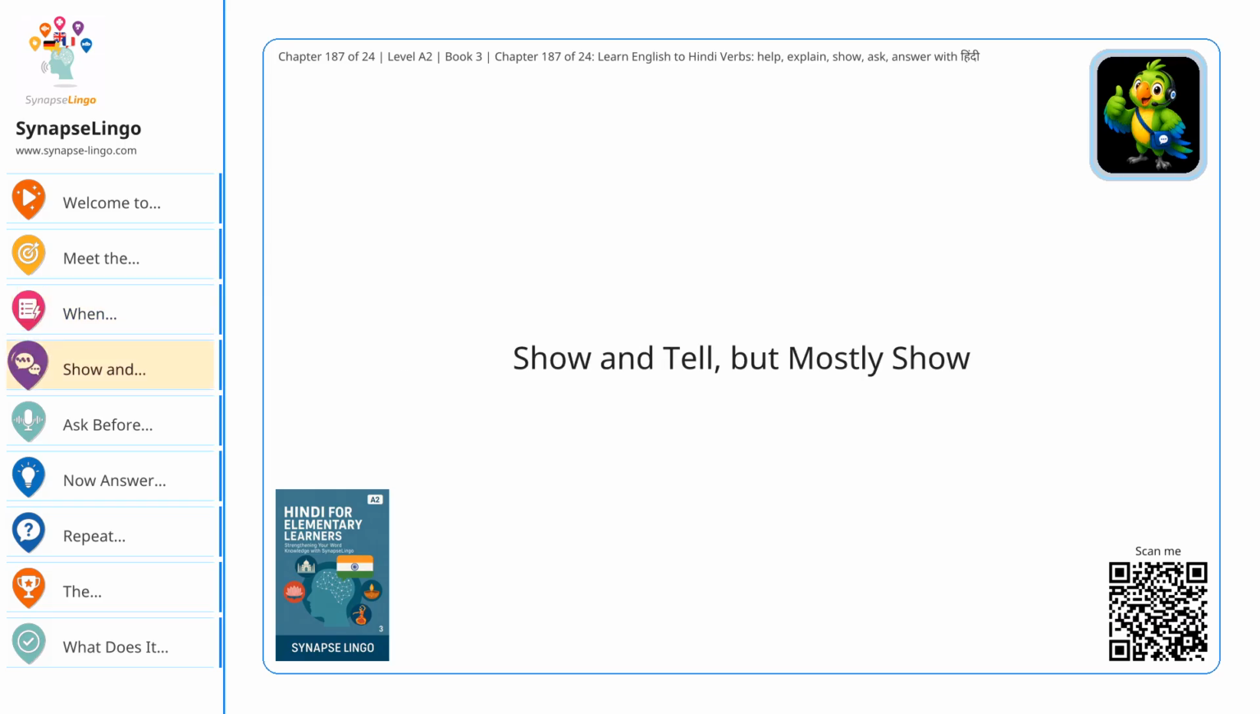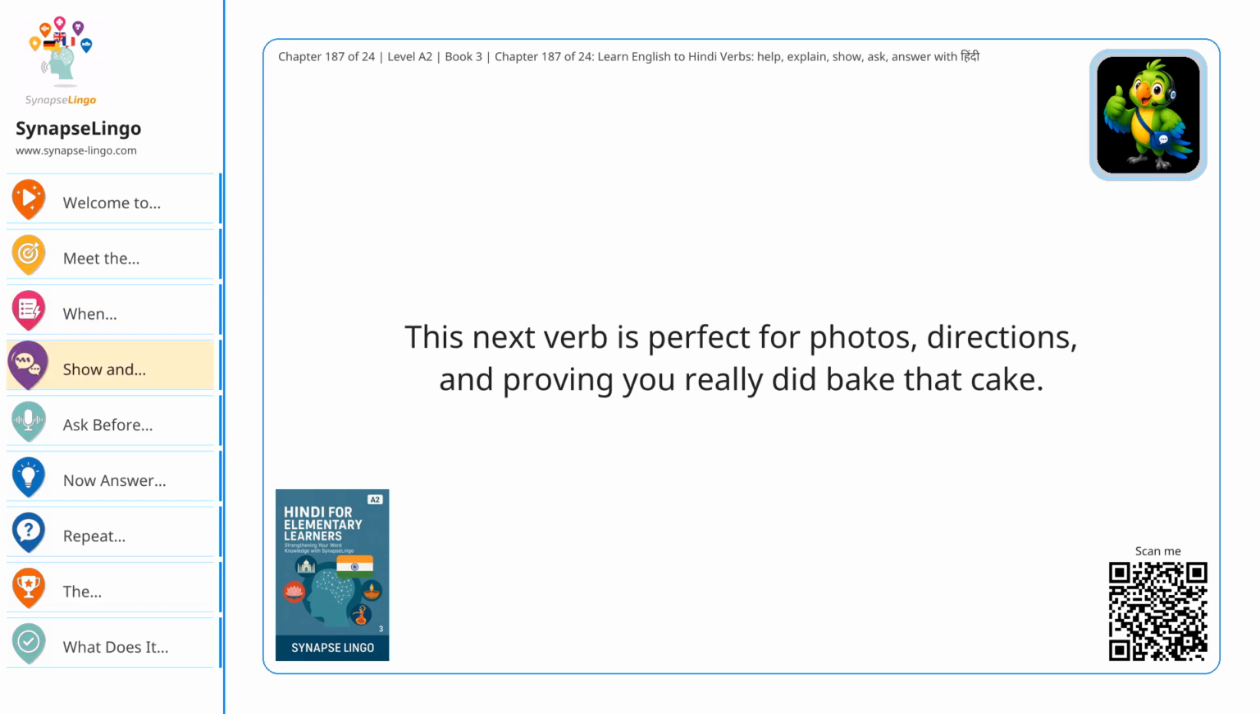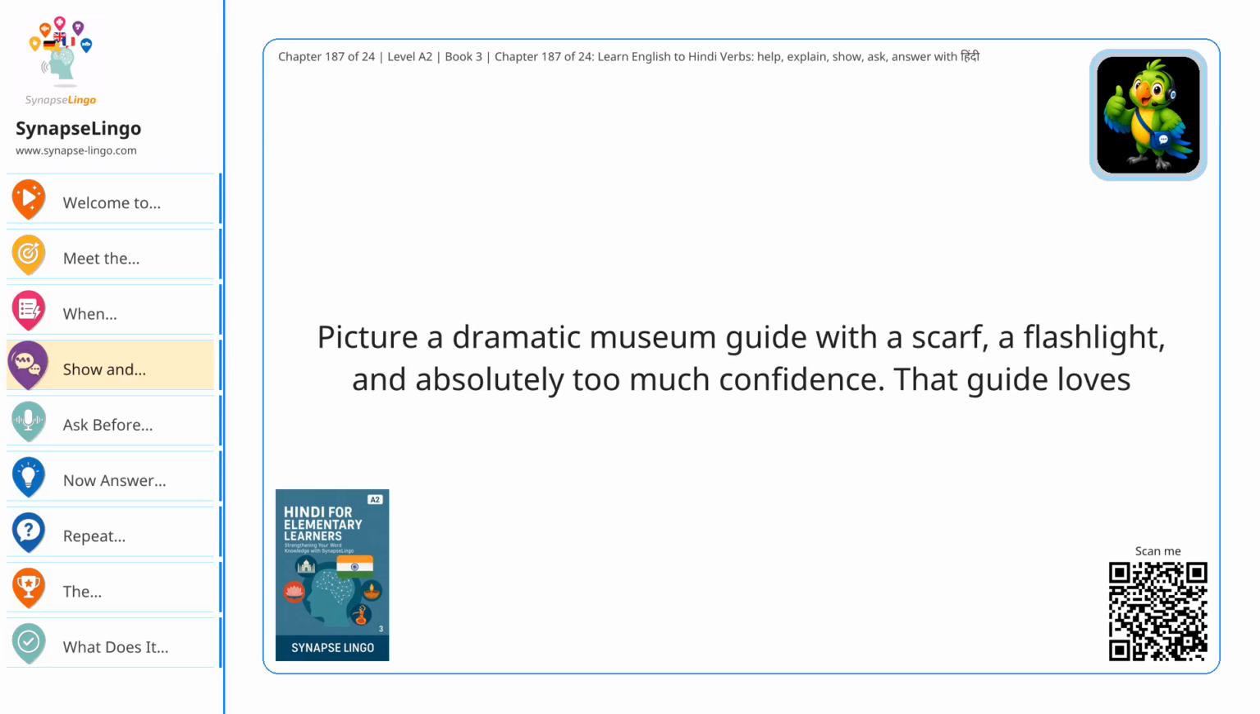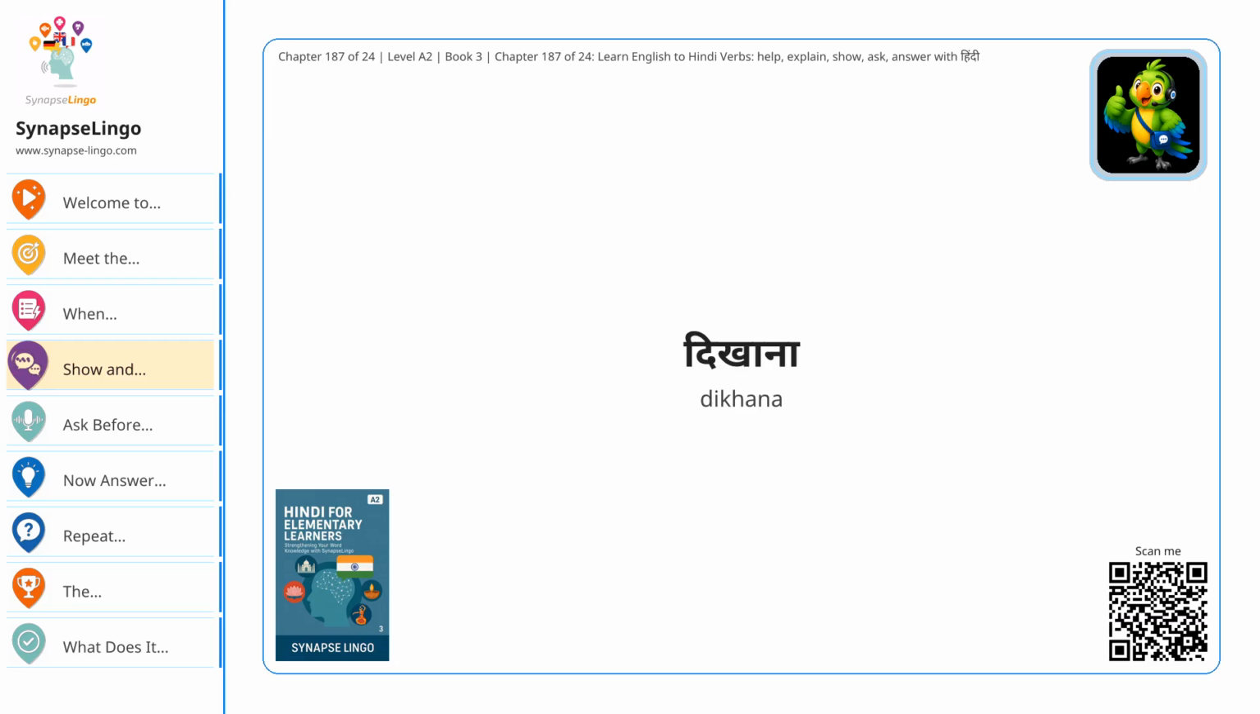Show and tell, but mostly show. This next verb is perfect for photos, directions, and proving you really did bake that cake. The verb show is दिखाना. Picture a dramatic museum guide with a scarf, a flashlight, and absolutely too much confidence. That guide loves दिखाना. Say it slowly. दिखाना.